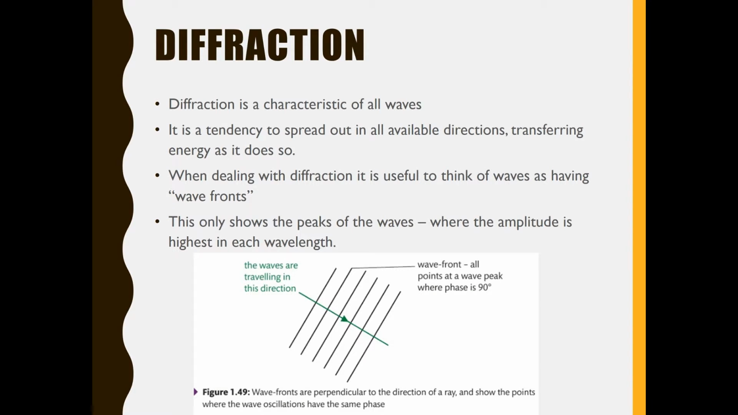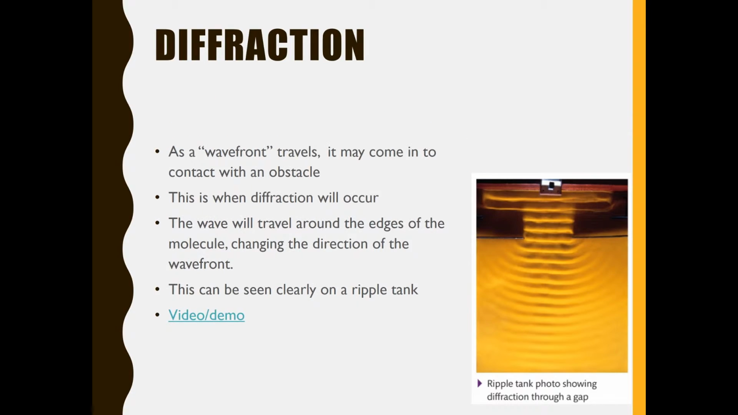So, as a reminder, diffraction is a characteristic of waves, and it's a tendency to spread out. We have already seen the wave generator, and we've displayed that information visually. So this is just a recap of that. Remember, we like to think of the wave as having a wave front, and the wave front travels perpendicular to the actual direction of the wave. Perpendicular meaning at an angle of 90 degrees.